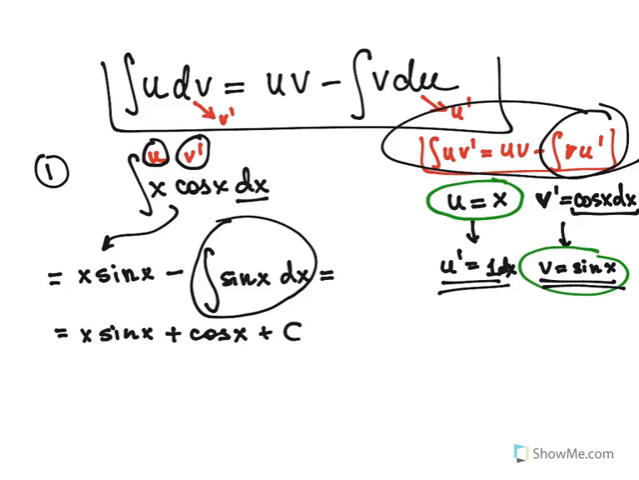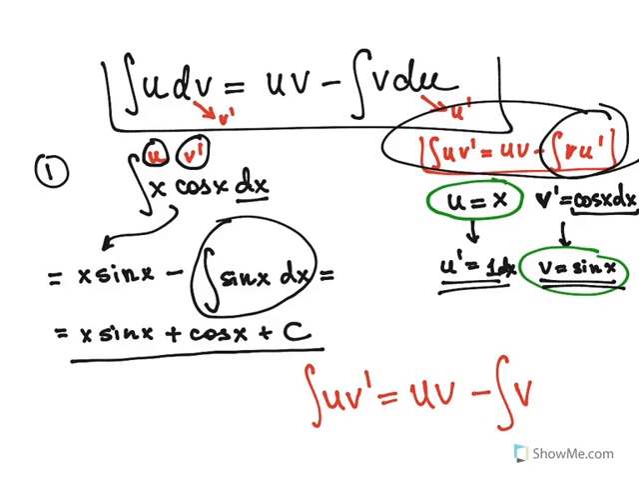And now you can put plus c. And that's your answer. So one more time, the formula is, I'm going to rewrite it again: integral of u v prime equals uv minus integral, it alternates, v u prime.